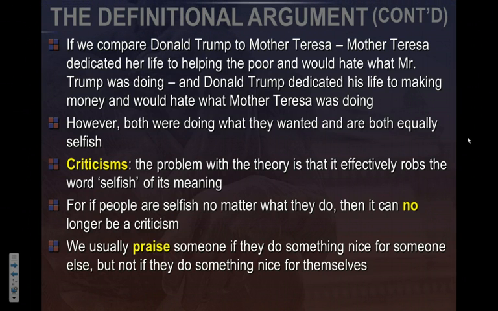So Mother Teresa, who dedicated her life to perhaps helping the poor, would hate what Donald Trump's pursuits of his life would have been, which would be to pursue wealth. So Donald Trump dedicated his life to making money, and Mother Teresa dedicated her life to helping others. But according to self-interest theory, they were both just doing what they wanted to do for themselves. They were acting selfishly. What this also does is it places them philosophically at the same sort of point, that they are both sort of equally good because they are both acting within the self-interest theory.